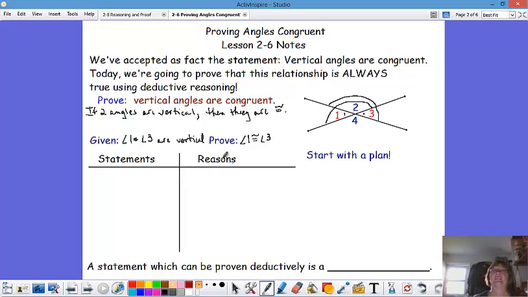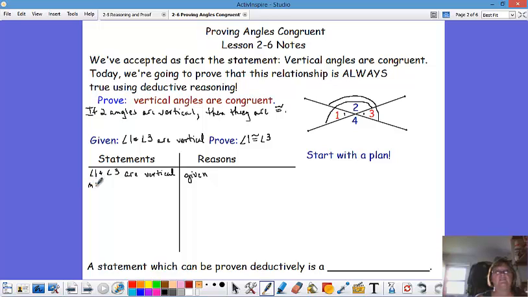So let's see how that plan works out in our proof. We begin with the fact that angles 1 and 3 are vertical angles. So angle 1 and 3 are vertical. We know this because they told us. That's the given information. Now where we have to go next is showing that angles 1 and 2 together form that linear pair, like the bigger angle there. So that's where I want to start here.